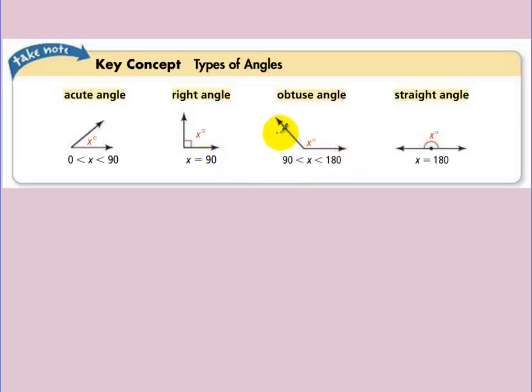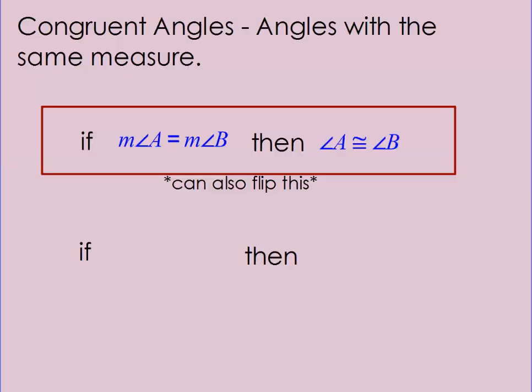Obtuse angles are bigger than 90 degrees. So they're between 90 and 180 degrees. But you don't go all the way to 180 because that's a straight angle. Straight angles are just a line. Straight across. 180 degrees. Moving on.